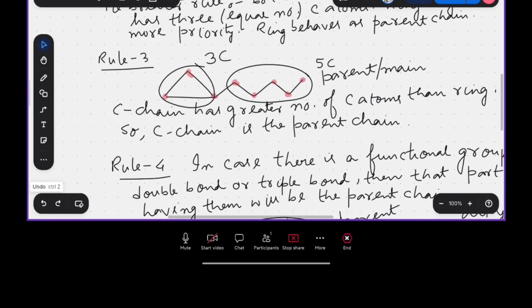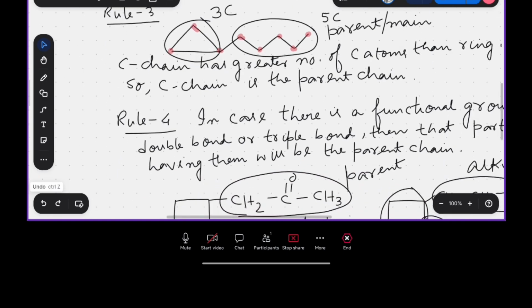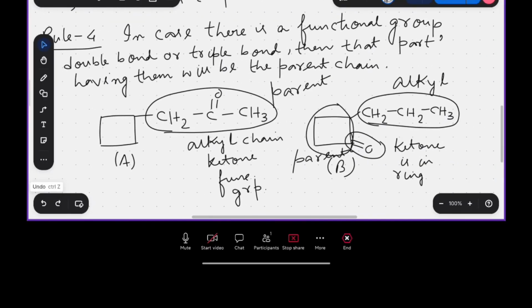The next one is the third rule. The third rule states that if the alkyl chain has more number of carbon atoms and the ring has less, then the alkyl chain behaves as parent and the ring behaves as the side chain. The fourth rule and the most important rule is that any part, whether the ring or the alkyl chain, any part having double bond or triple bond or functional group in it will behave as the parent chain and the other will behave as the side chain.